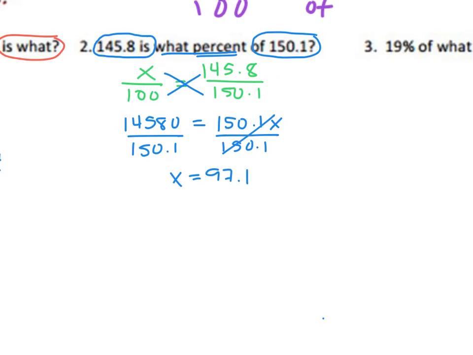Now, here's the last step. If we go back and look at your steps, notice I'm solving for a percent. So I don't want to leave this as 97.1, but I want to say x equals 97.1%, because I am solving for a percent. That means that 145.8 out of 150.1, that would be about 97% of the total.